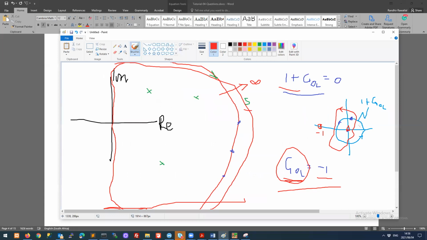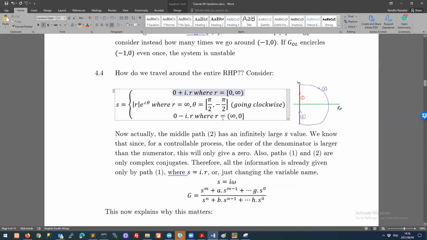Because remember, the information we want is how much G is going close to -1, 0. And we can see every possibility for going close to -1, 0 just by looking at this part, right? When it's going around here, G is always close to 0. So that's not going to give us instability. And if we go up this way, then G is just going to go over the same values again. So it's pointless looking at those two other paths. We might as well just look at this path, right?